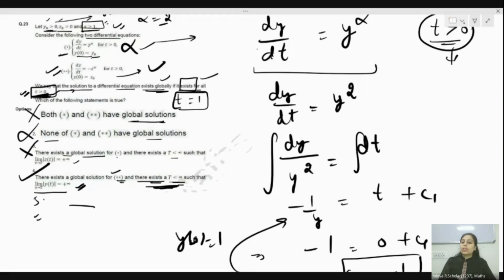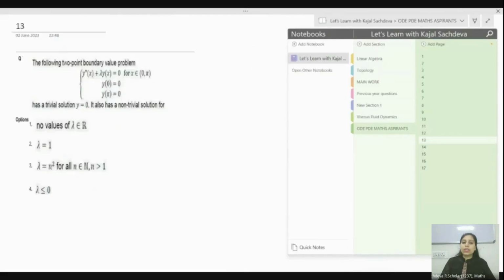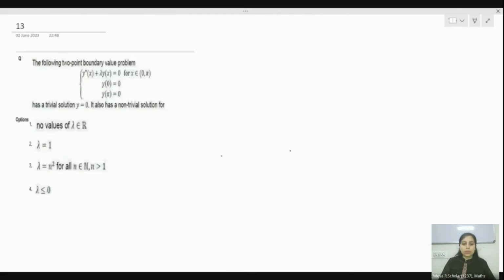So moving towards another question. We are short of time, so let's speed up. The following two-point boundary value problem. So this is also a different problem. In this, they are saying y double dash plus lambda y is equal to 0. This is also an important type of problem. Maybe this type of question can be seen in the upcoming exam this year.